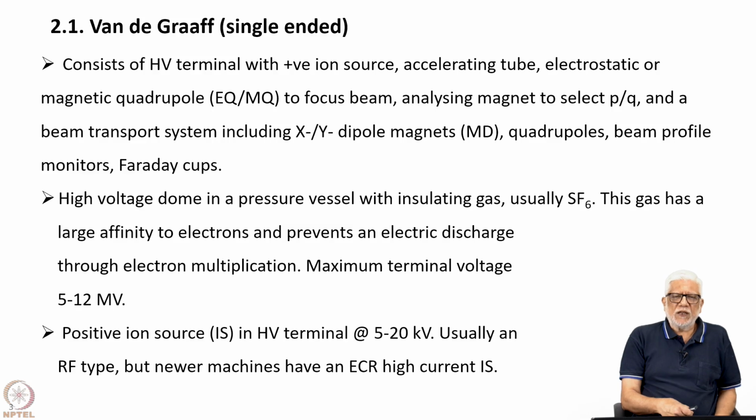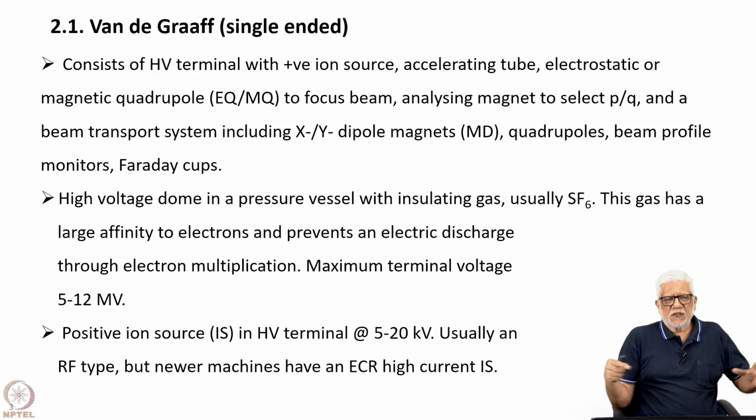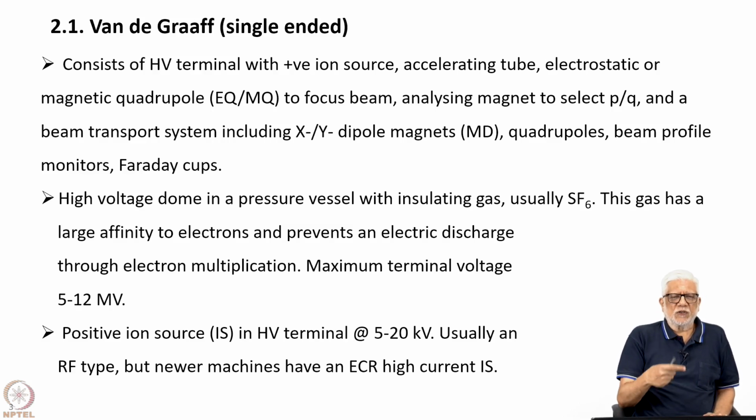way to go. The positive ion source in the high voltage terminal usually sits at about 5 to 20 kilovolts plus. So the positive ions acquire that. If it is singly charged, it acquires an energy between 5 and 20 kilo electron volts. Usually these ion sources are of the RF type, where the RF energy is coupled into the plasma, and that's how you produce ions. Some of these machines even have so-called Penning sources. But most of the newer machines have ECR sources, electron cyclotron resonance sources, which can give a very high current output.